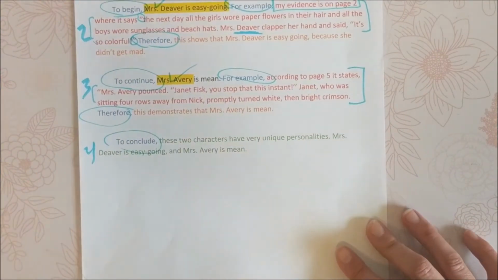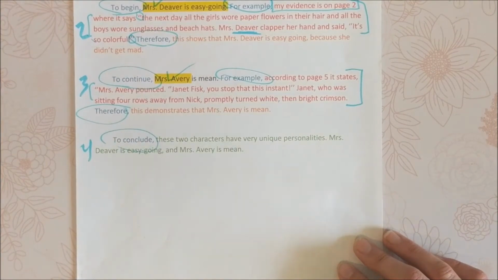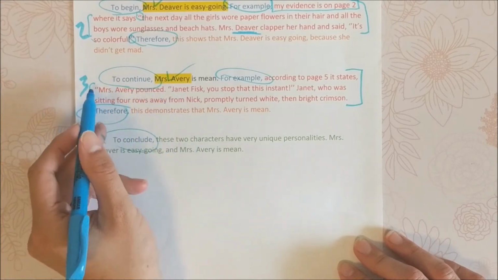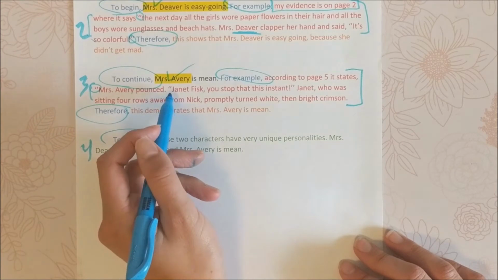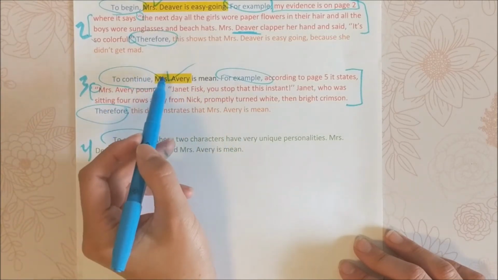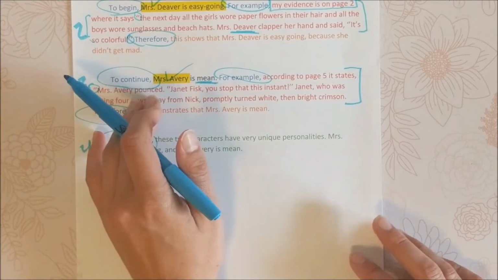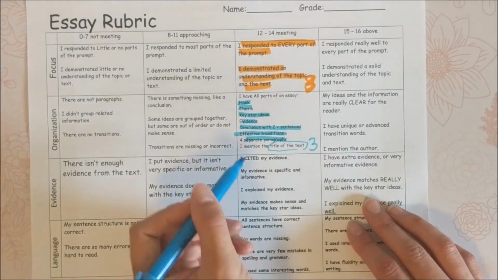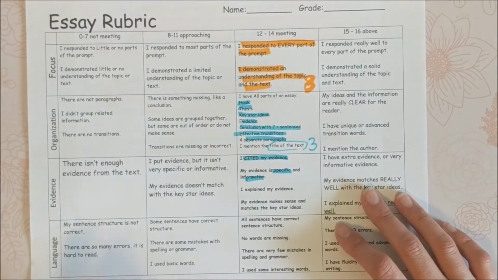And I would actually say the same for the second evidence. They cited it, they told us where they got it, and it's very specific. This is exact from the text. There are quotation marks around it, and it's informative. It matches the key star idea because the key star idea is about Miss Avery being mean, and they put an example of Miss Avery being mean. So hopefully you kind of thought about how you would do this, but I graded this one a 3. They cited their evidence. It's specific and informative.